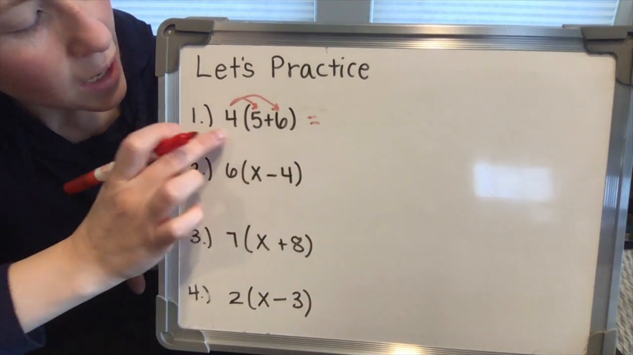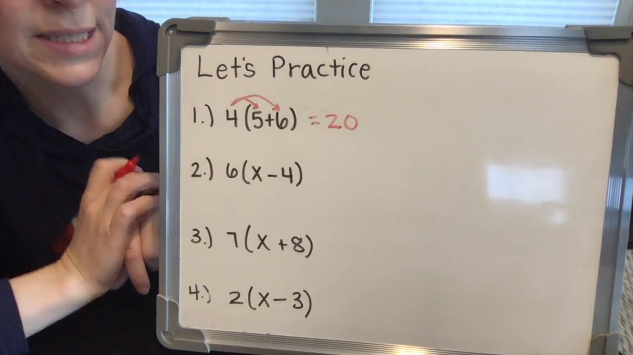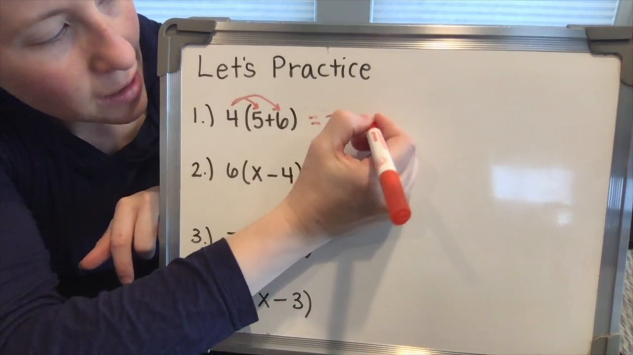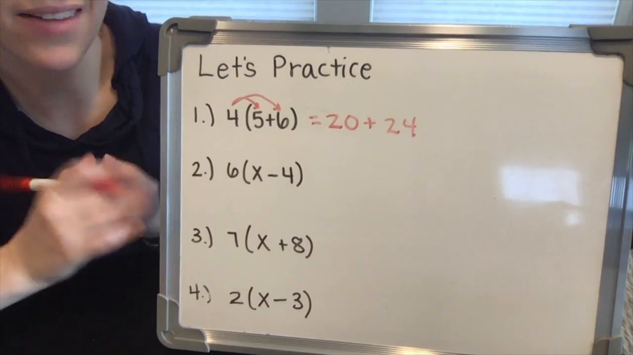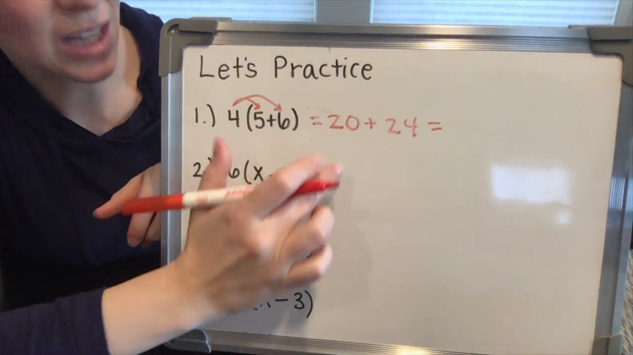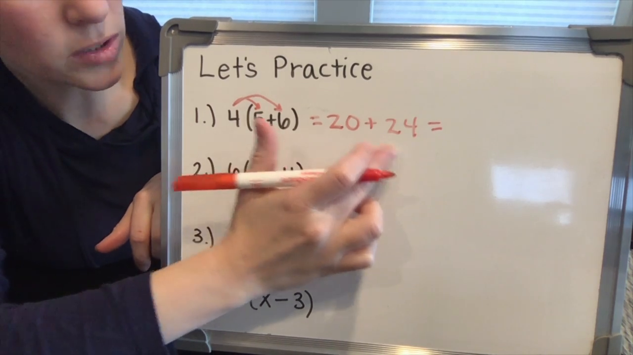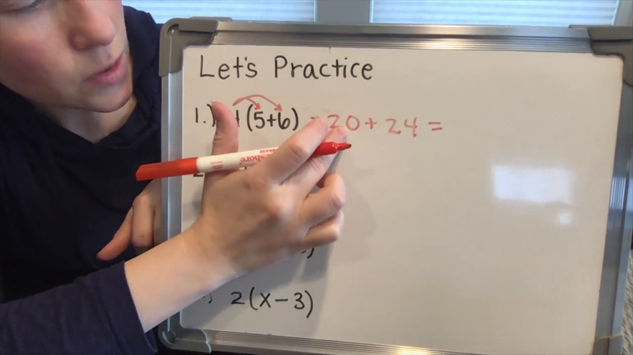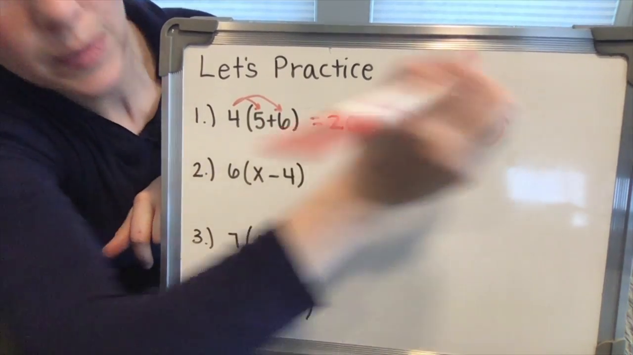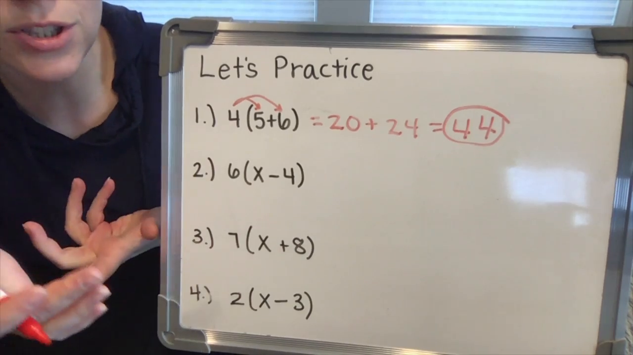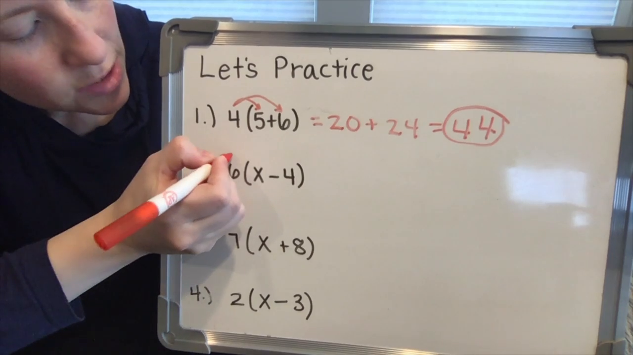So this one, I'm going to do 4 times 5 first, which is 20. And then I'm going to add 4 times 6, which is 24. And what you'll notice on this one is I actually have a final step because these are like terms. These are both constants. Neither one of them has a variable. So I'm actually going to be able to add these together. I'm going to add 20 and 24, and my final answer in this case is going to be 44. I was able to do that because these were both like terms. Okay, let's do the next one.